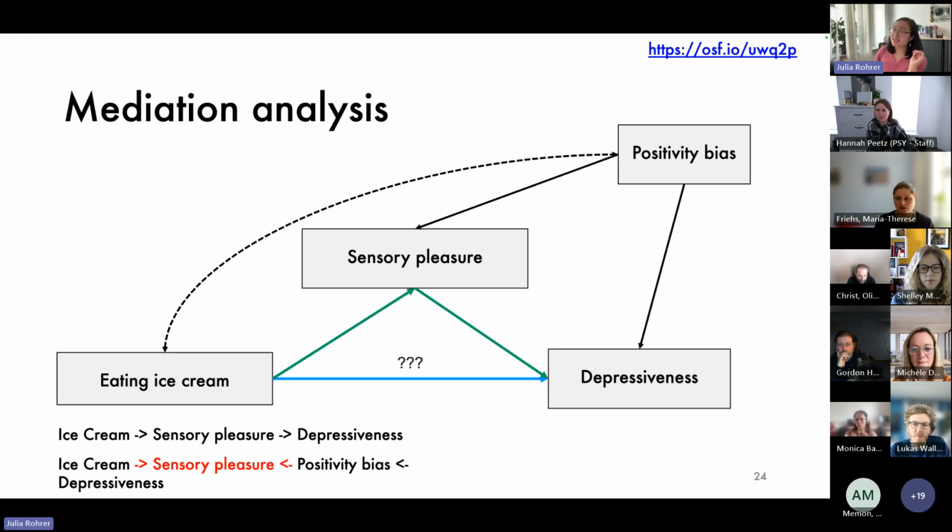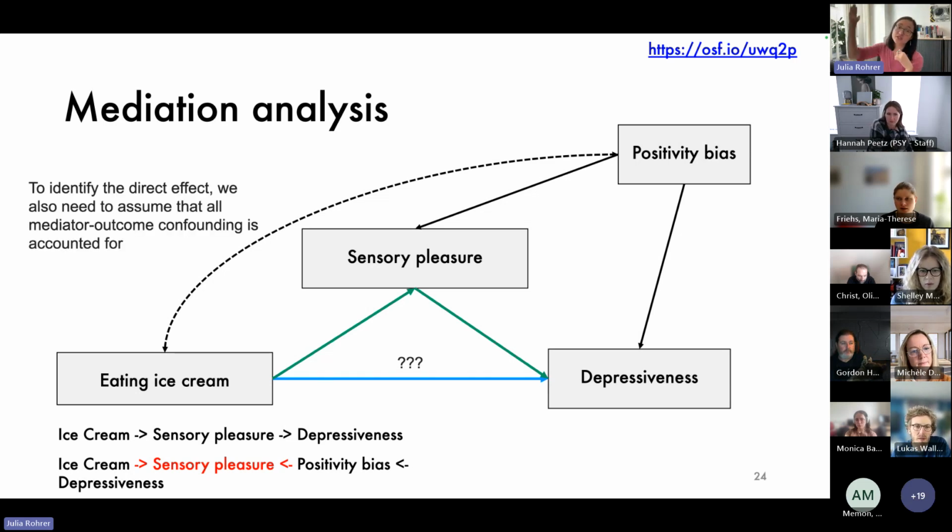And because the positivity bias in fact also affects depressiveness, we have actually opened up a non-causal association between eating ice cream and depressiveness. So we need to condition on sensory pleasure to identify the direct effect, but once we do that, we actually induce a non-causal association. And now we would need to get rid of that non-causal association to actually estimate the direct effect. And to do so, we would once again need to condition on positivity bias. That's the only option we have here to remove that second non-causal path. And so we would once again have to assume that we've controlled for all mediator outcome confounders. So these confounders don't just bias the indirect effects, but they also bias the direct effects.